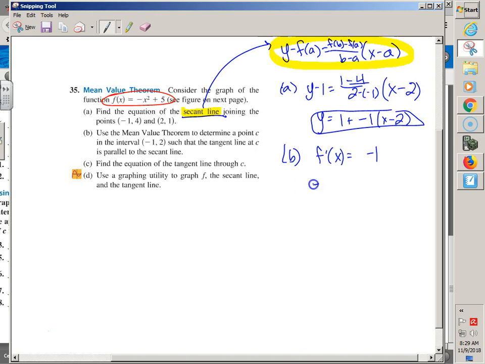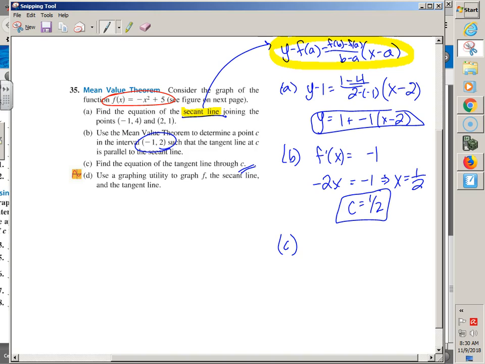So f prime of x, isn't that just negative 2x? Which means f prime of C equals negative 1, so C is 1/2. Is 1/2 in between negative 1 and 2? Oh, cool. So I can call it my C. C is 1/2. Okay. Letter C says find the equation of the tangent line through C.